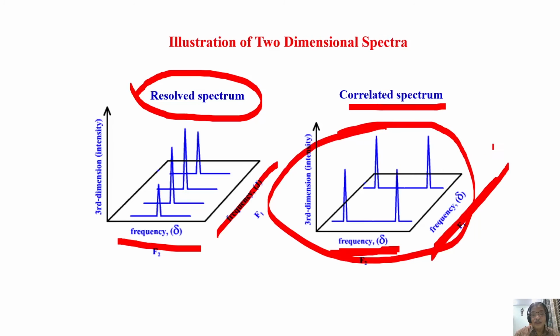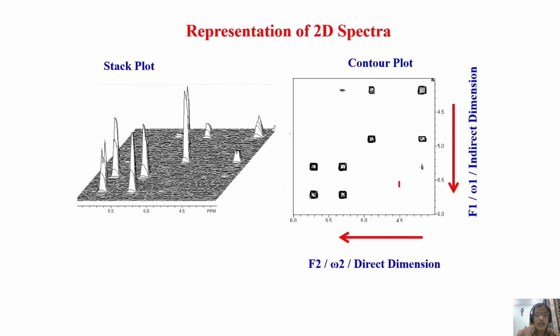But remember, this is okay for 2D. You can have a stack plot. How do you want to have a 3D? Very difficult to see and imagine. As a consequence, the stack plot has been modified to give a spectrum like this.